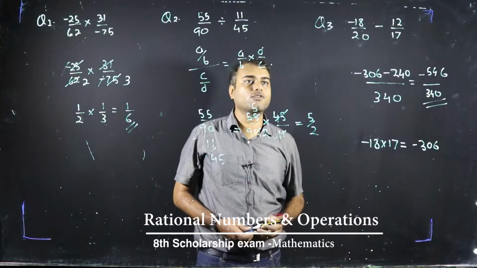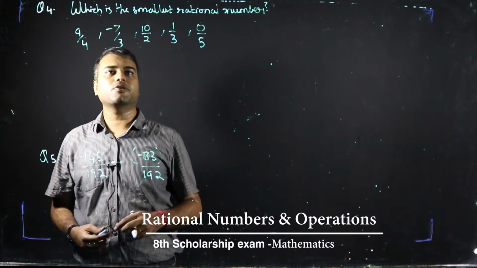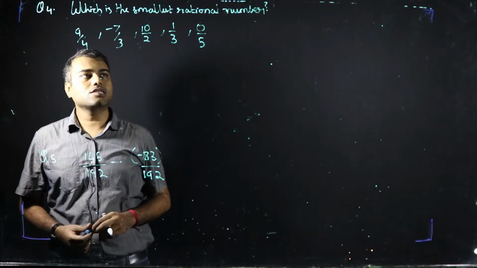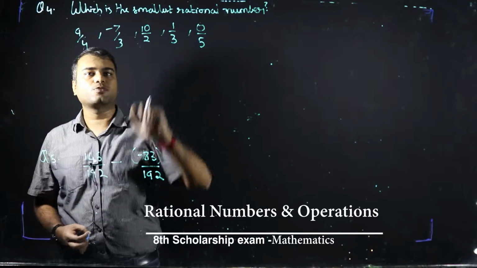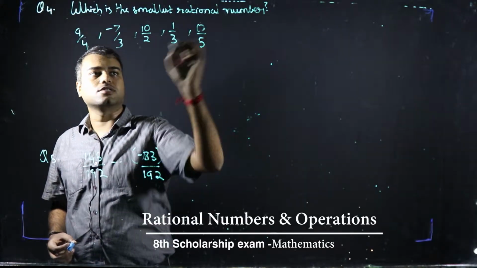I hope all of you have understood these three questions. So now let's move on to question number 4 and question number 5. Question number 4 asks us, which is the smallest rational number out of these given options?